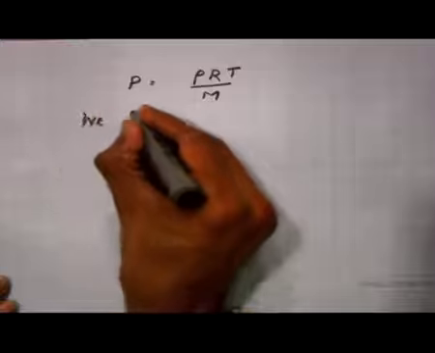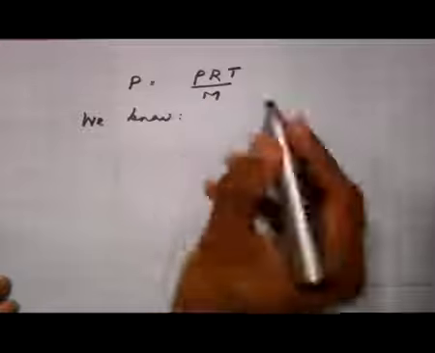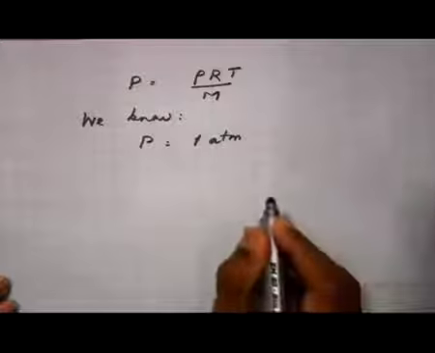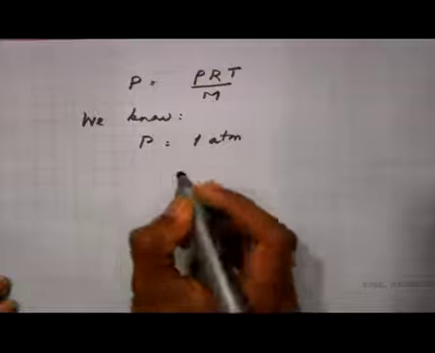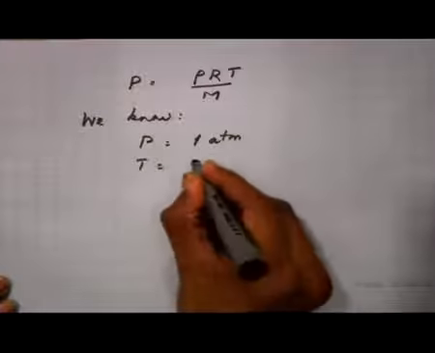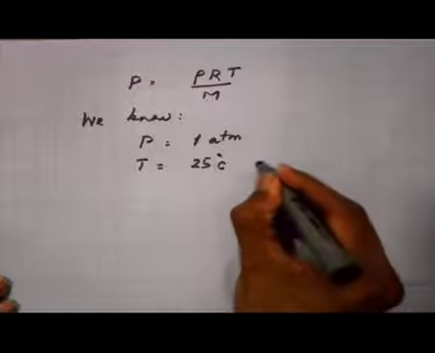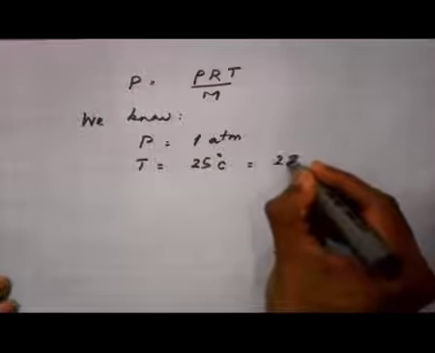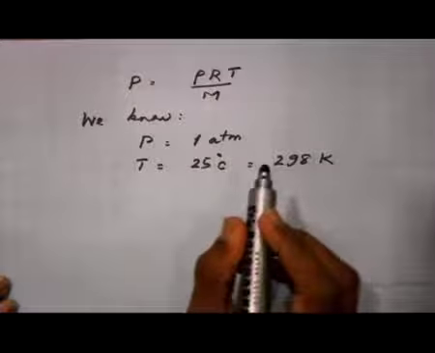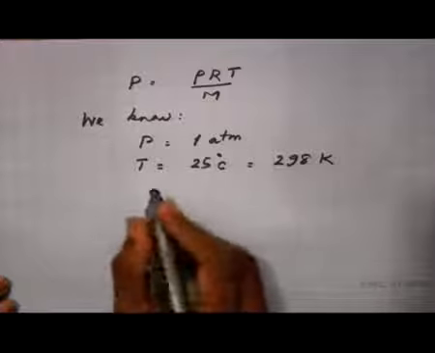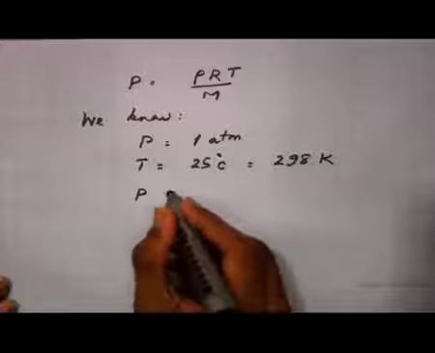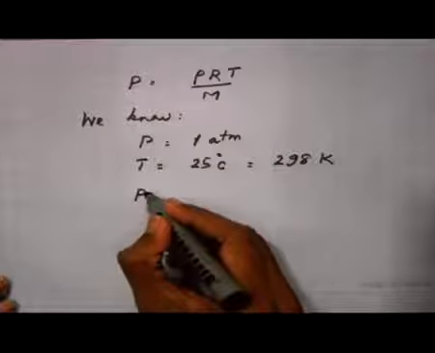So, you are given the pressure. We know that the pressure is 1 atmosphere, the temperature is 25 degrees Celsius, which is 298 Kelvin. Oh, there is a small issue here. Okay. The volume is given to be for ammonia.